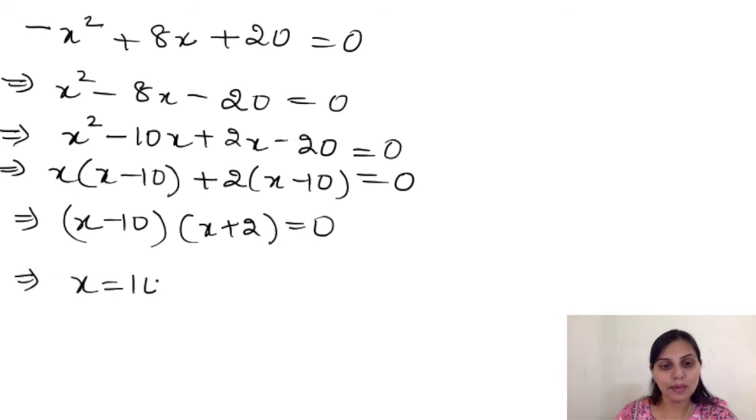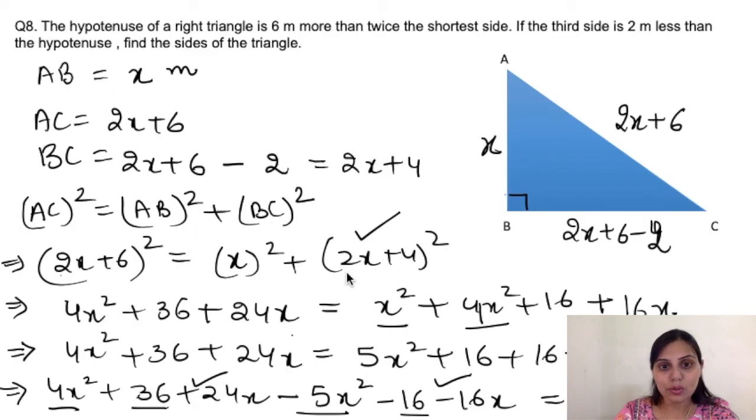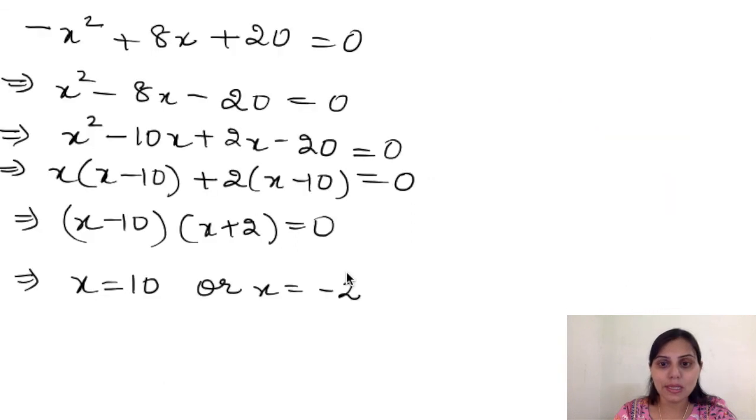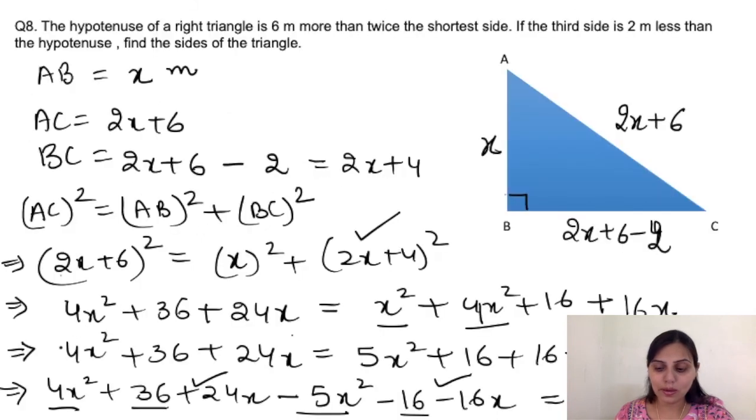So this can be written as x is equal to 10, or the value of x will be equal to minus 2. So now, since in the question we are supposed to find the sides of a triangle, ignoring the negative sign, we can take the positive sides. So let us take the value of x to be 10. So that means the shortest side will be equal to 10.